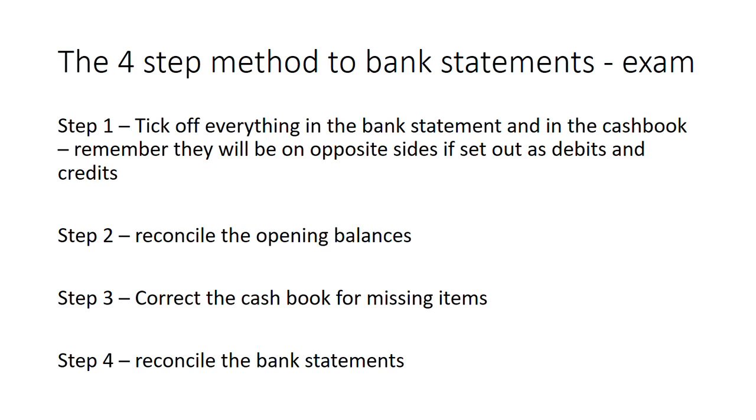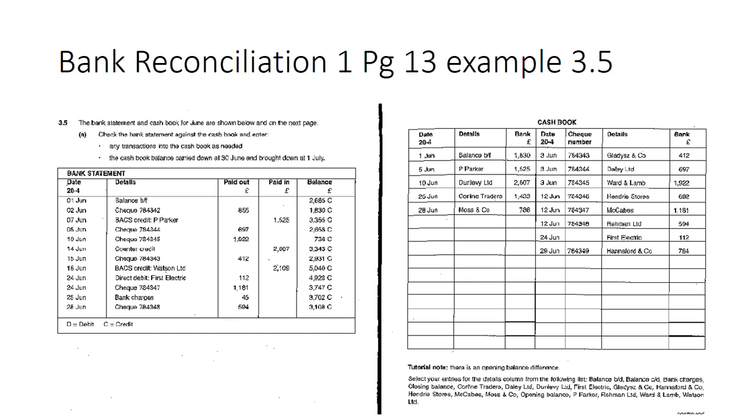And what I'm going to do is do this with a natural example. So here we go. I think I've taken the workbook here, page and bank reconciliations. I think it's page 13, example 3.5 in the workbook. And you're going to typically be given in the exam, and you'll see in real life as well, a bank statement on the one hand, and a cash book on the other.